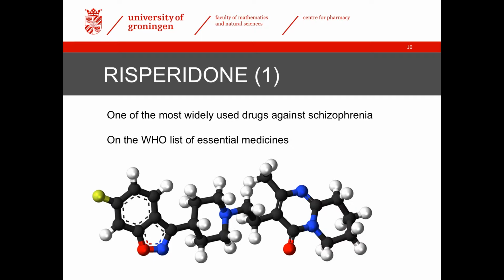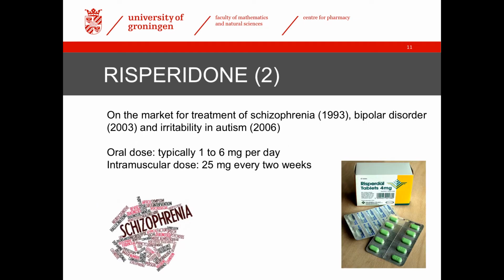I now want to show you a practical example, and for that I get back to risperidone, one of the most widely used drugs against schizophrenia. At PRA's bioanalytical lab we have been involved in a large part of the development of this drug. It has been on the market for over 20 years and it's given either orally, every day, or injected every 2 weeks.